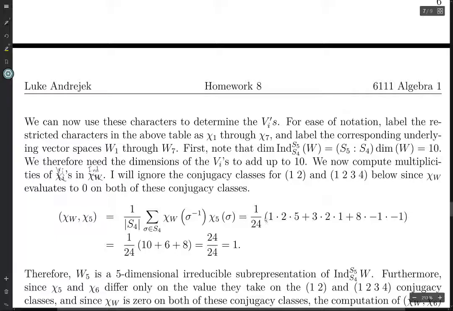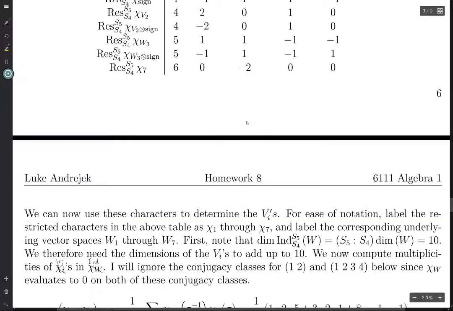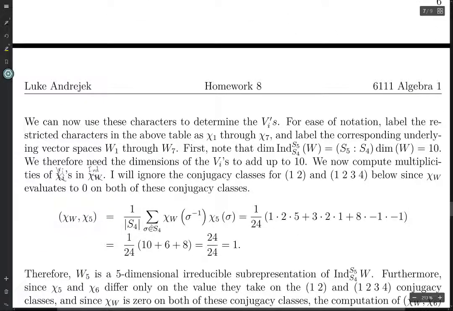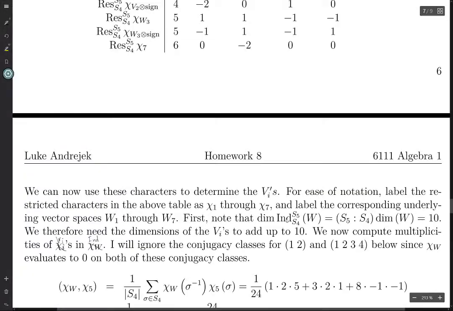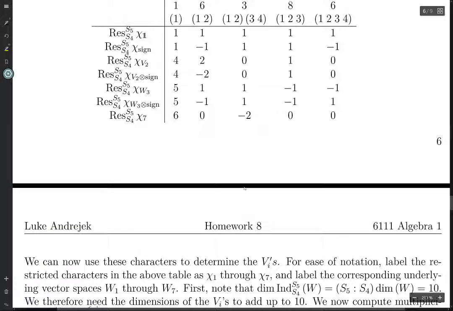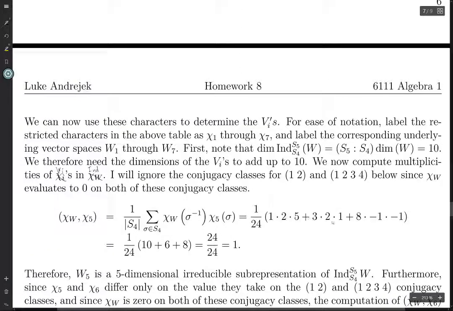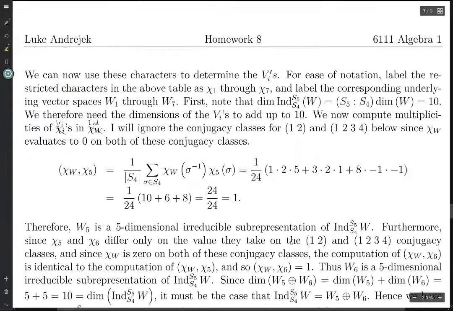So for here, if we look at the first conjugacy class, it contains just one element, and then we multiply what chi W sigma is on there, or sigma inverse, which is the same as sigma. And W up here we get 2, so that's where this 2 comes from, and then here, chi 5 of sigma, we look up here, 1, 2, 3, 4, 5, so this one, you get a 5. So 5, and then you just go through the rest of them, you get this, and you get this, and you just add them up, you get 1. So W5 is a 5-dimensional irreducible subrepresentation of this induced representation.